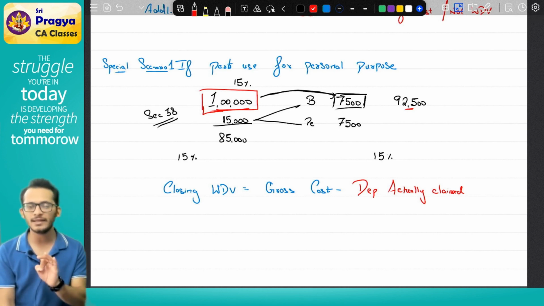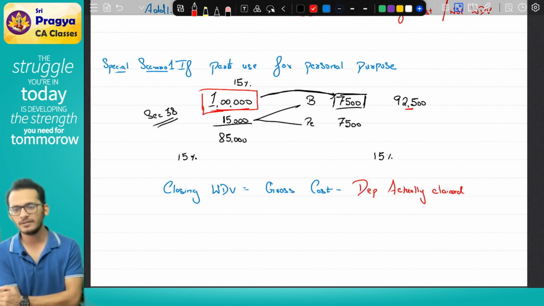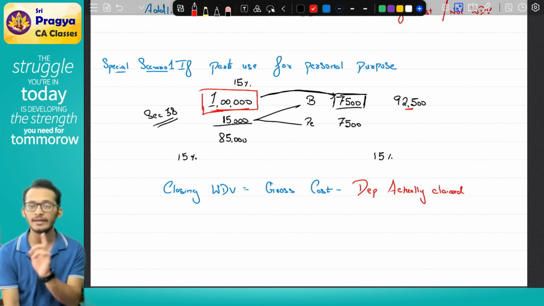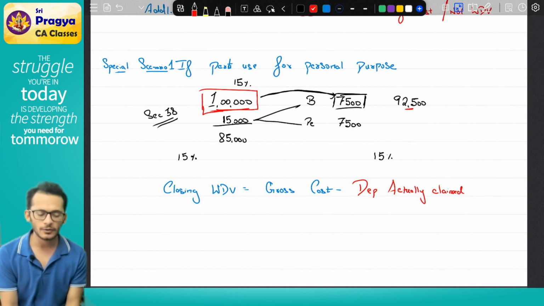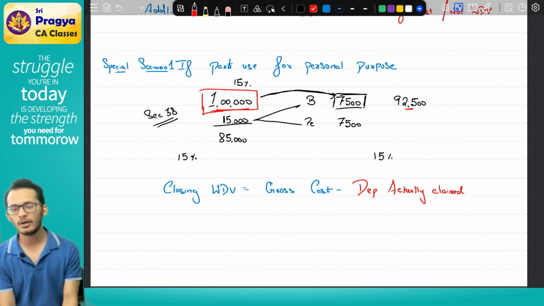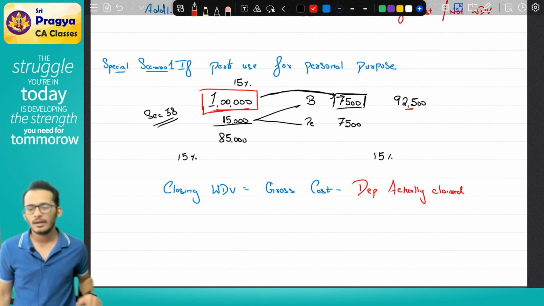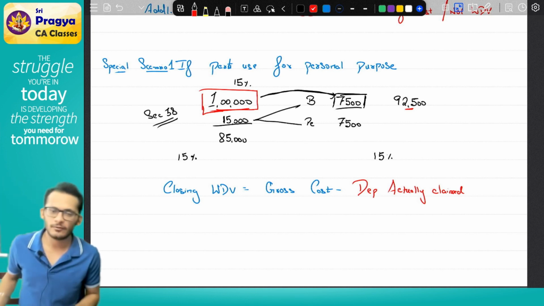But will you get it easily? No. Income tax will obviously disallow it. You will have to go and fight it in appeal. So if you have the appetite to fight an appeal, try it out. Otherwise, you will not get the deduction. Yes or no? So you have to be careful about it.